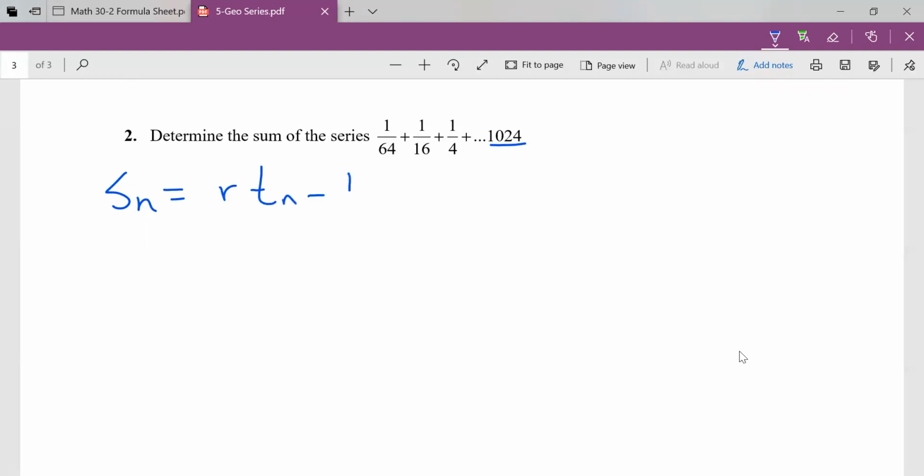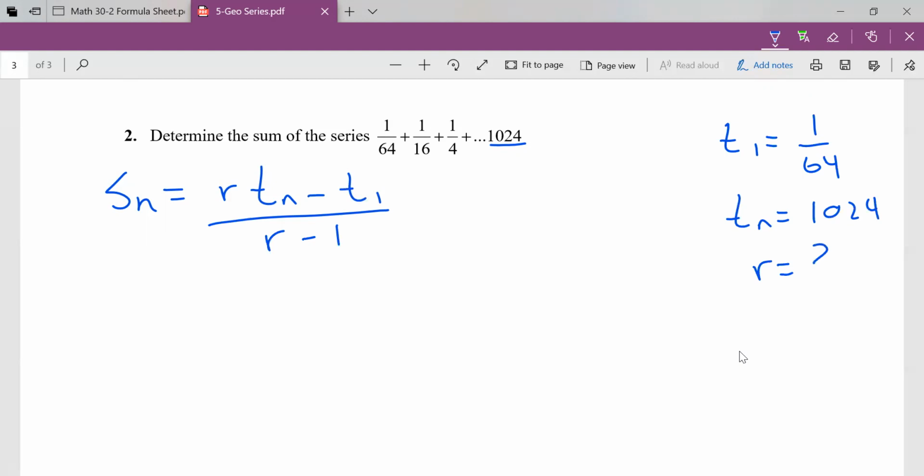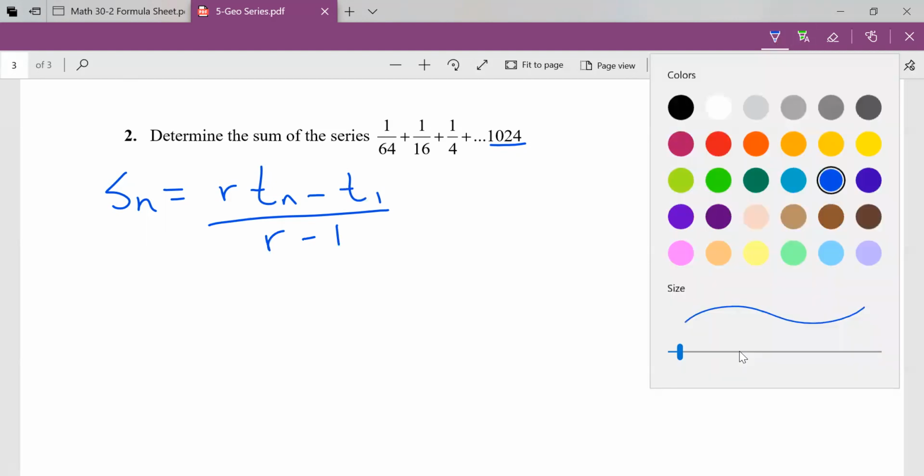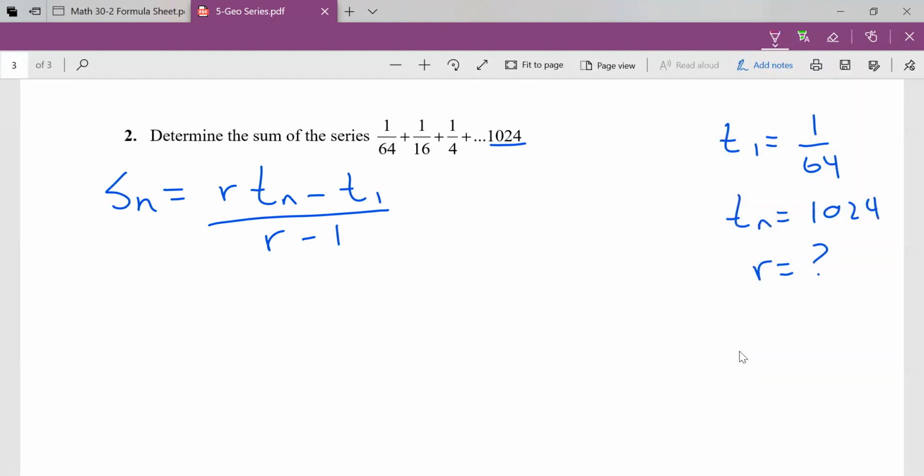Because in this formula, what do I need to know? The ratio, the last term, and the first term. And I know those things, or I can figure those out. Term 1, 1 over 64. Tn, well, that's 1,024. But what about r? Well, remember, to find r, your ratio, all you do is you take any term you want and divide it by the previous term. So I'm going to go 1/4 divided by 1/16.